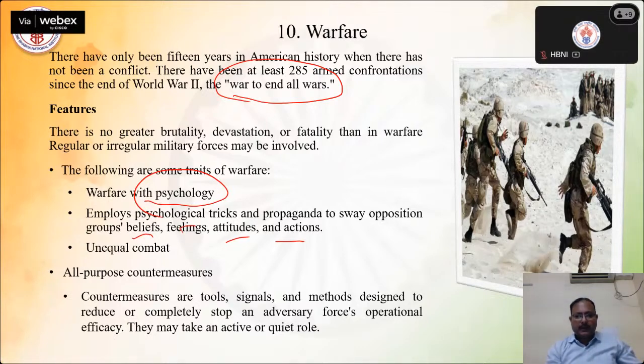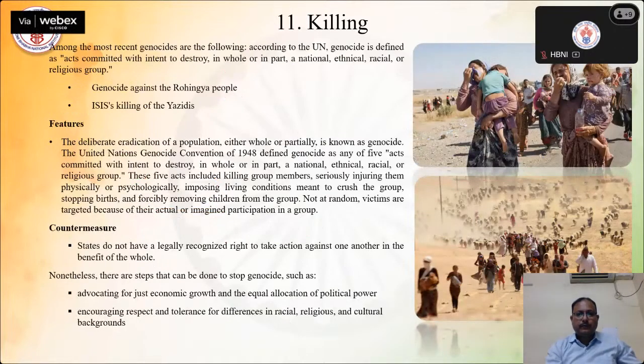Then the countermeasures. Countermeasures are tools, signals, and methods designed to reduce or completely stop an adversary's force operational efficacy. They may take an active or quiet role also. Next is killing. Again, it's a man-made disaster, killing a number of people. Among the most recent genocides are the following. According to the UN, genocide is defined as acts committed with intent to destroy, in whole or in part, a national or religious group.